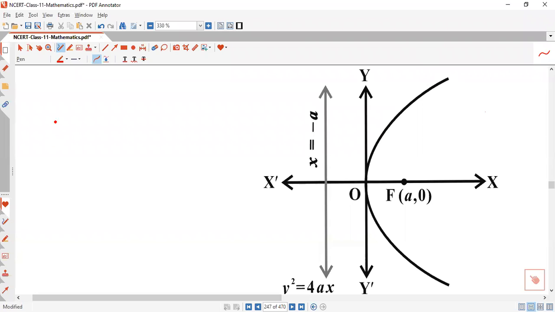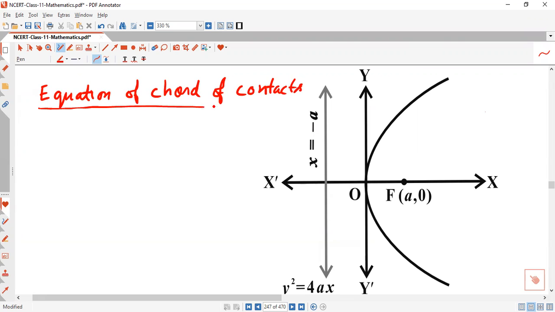Now we will learn the equation of chord of contact. It is similar to the circle, hyperbola, and parabola. In all three cases, the equation comes out along similar lines. When I'm talking about the chord of contact, what is the meaning of this chord of contact?